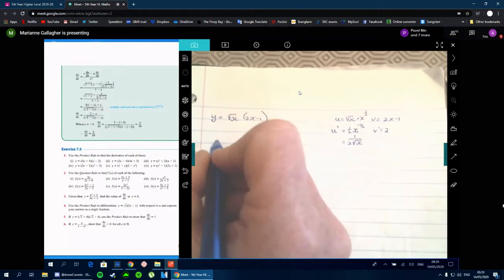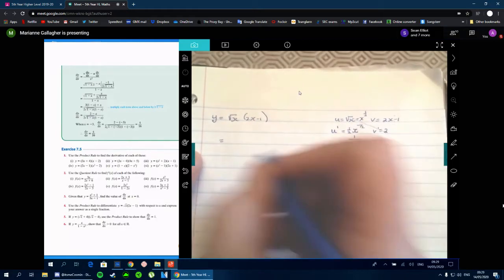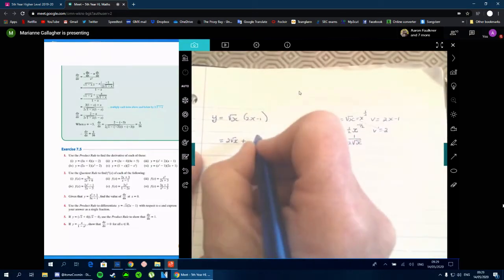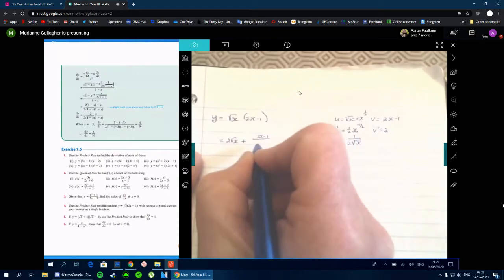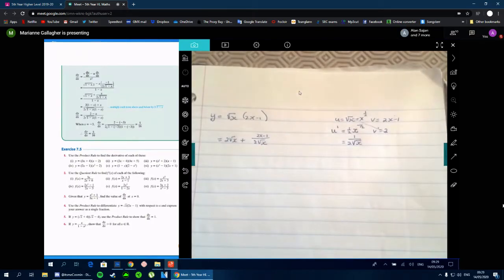And now using our product rule, we have crisscross, so it's u v prime, so that's 2 root x, plus v u prime is 2x minus 1 over 2 root x. Okay, is that all right, everyone?